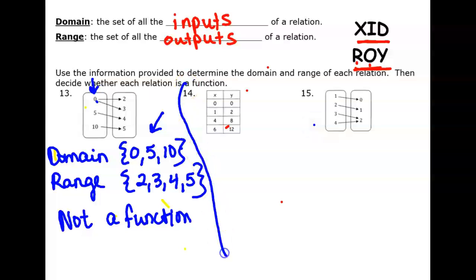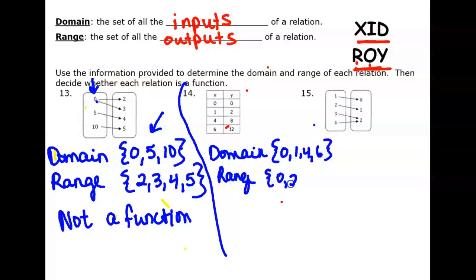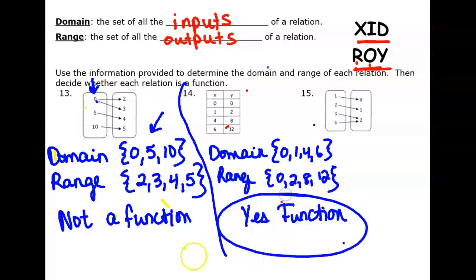All right, number 14. The domain is again our x values. So we've got 0, 1, 4, and 6. And the range would be 0, 8, and 12. Because every input has only one output, this would be considered a function. So yes, function. And number 13 was not a function, and the reason was because 0 has two outputs of 2 and 3.